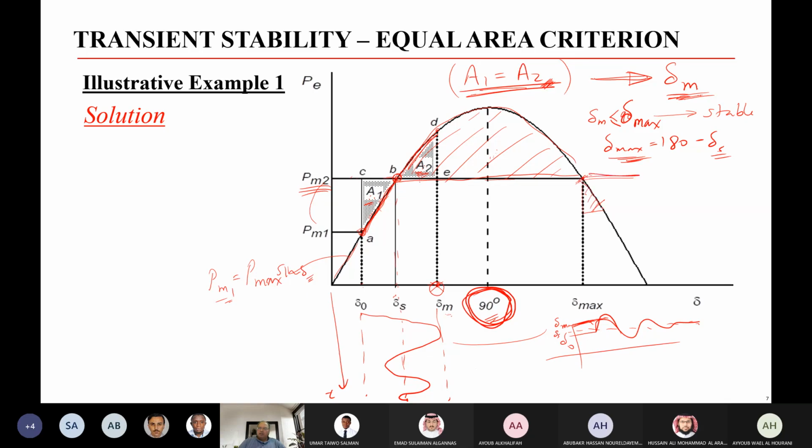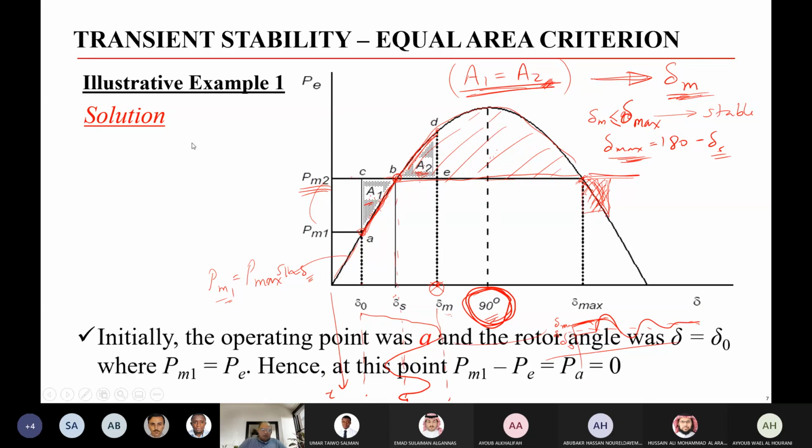This is the BM and this is BE. So you have another acceleration area here. This will make the system worse and worse. So we will get delta M and compare delta M with delta max. If it's below delta max, then the system is stable. If it's greater than delta max, then the system becomes unstable. I hope this is clear.